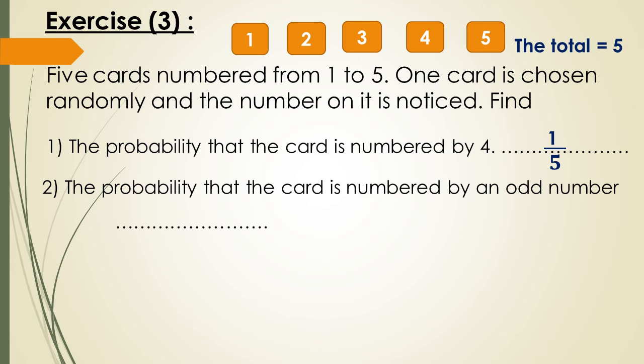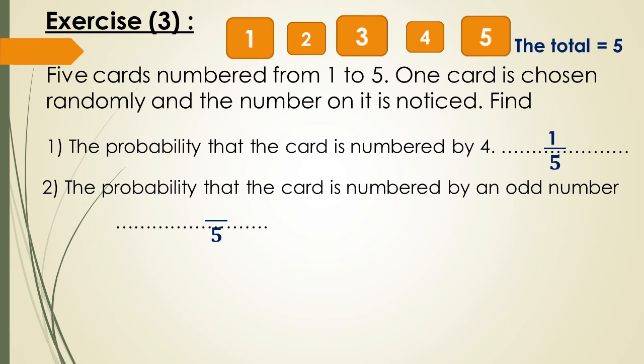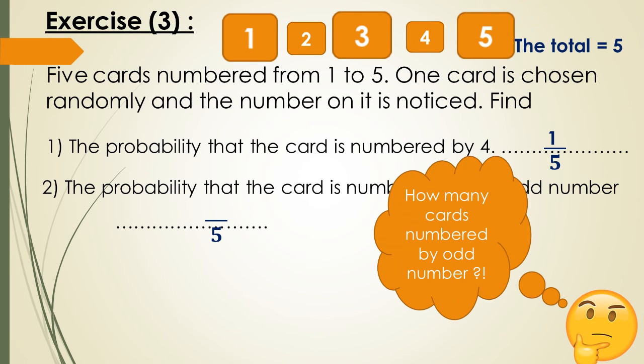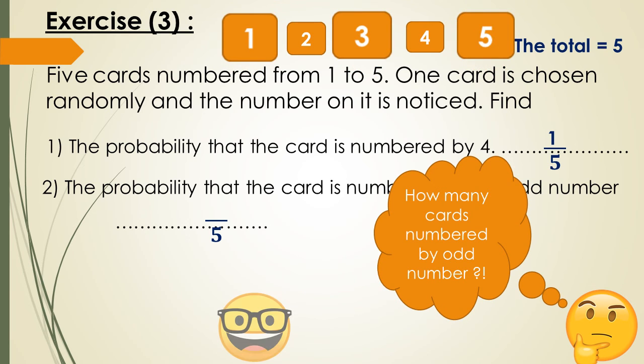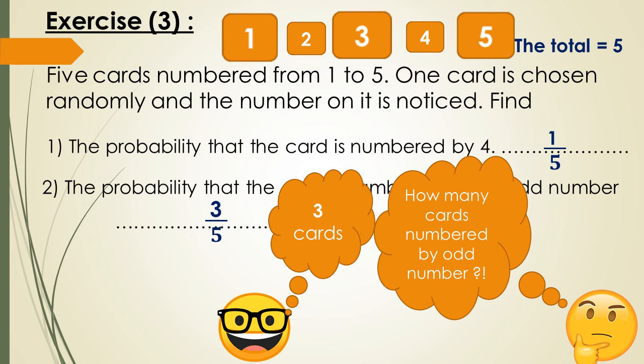Number 2, the probability that the card is numbered by an odd number. So the denominator will be 5, which is the total number. And here, how many odd numbers do we have? We have 1, 3, and 5. So how many cards are numbered with an odd number? We have 3 cards. So write 3 up.